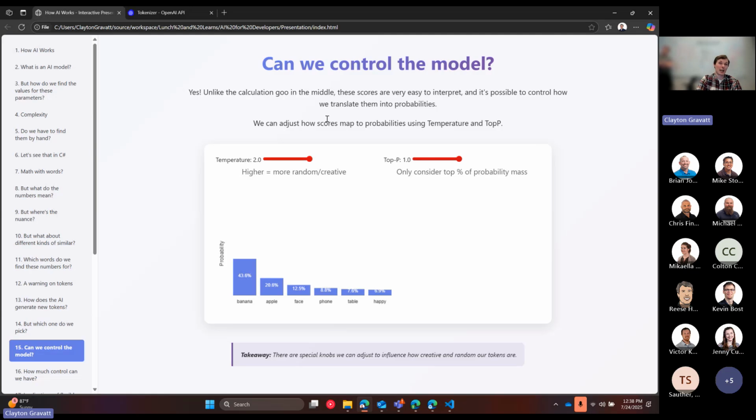So now there's a much higher chance we'll pick apple. And it can go the other way too, that maybe we can turn down the temperature and make it much more likely we'll be that more robotic response of just picking banana every time. But it doesn't quite go to 0 there.